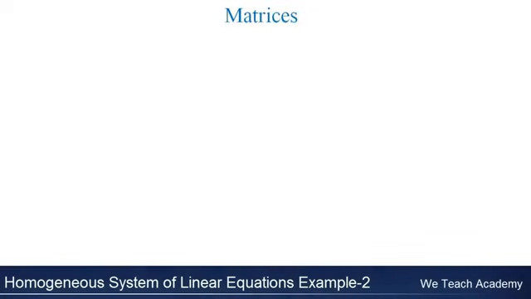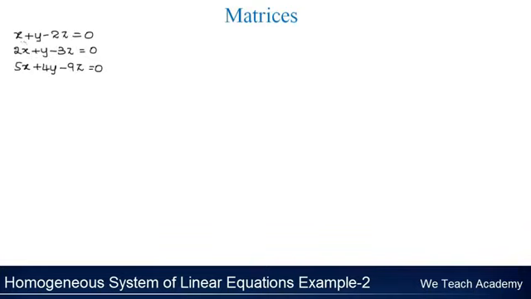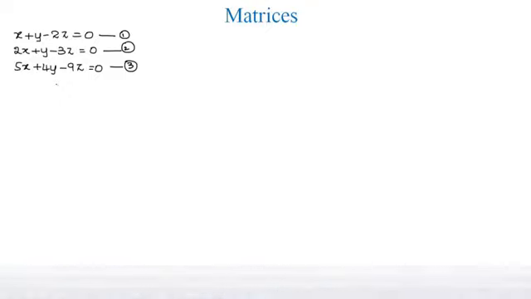Hello guys, in this video we are going to discuss an example relating to matrices. So first let us consider a system of homogeneous linear equations. And now let us name these equations. And then in order to find the solutions of these equations, we need to convert them into the matrix form AX = 0.